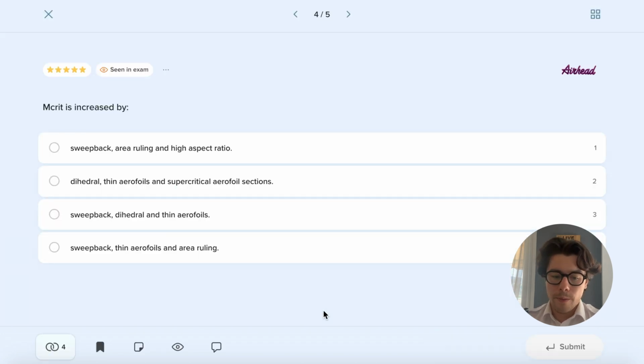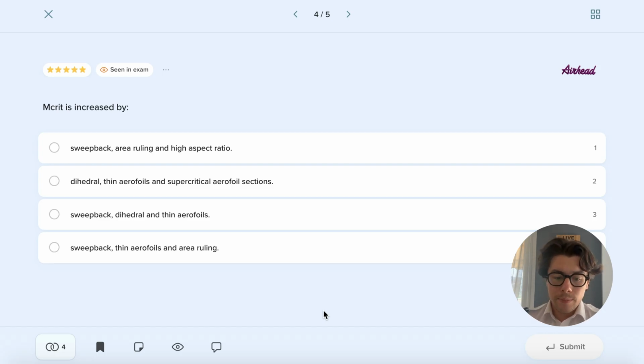Going into question number 4, M crit is increased by. So before we jump into the answers, the M crit, or the critical Mach number, is when the airflow around any part of the aircraft exceeds Mach 1. So the first shockwaves start to develop. Due to the design of the wing, the aircraft will go past the speed of sound slightly before actually Mach 1. So this is the beginning of the transonic region. This can happen anywhere around Mach 0.8, 0.9, depending on the wing and aircraft design.